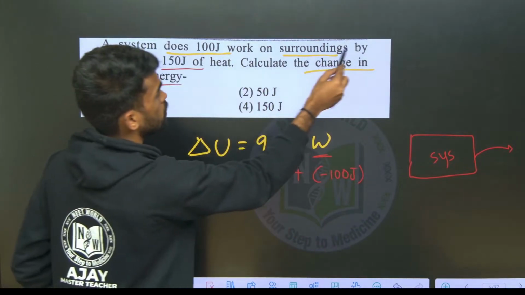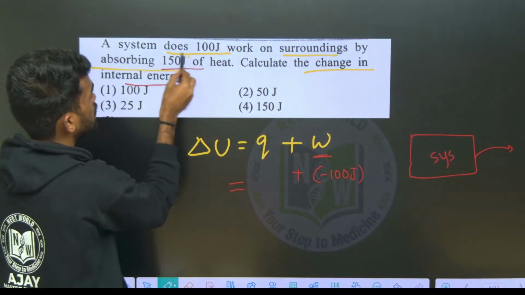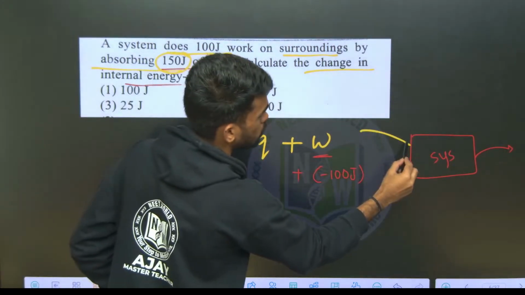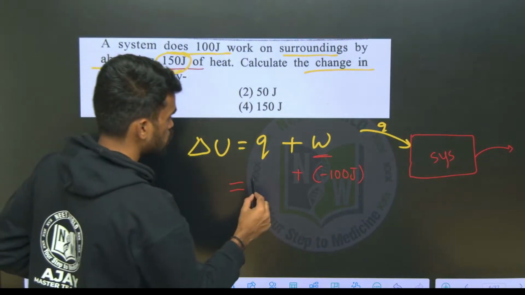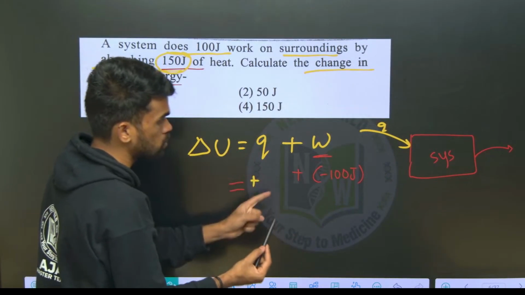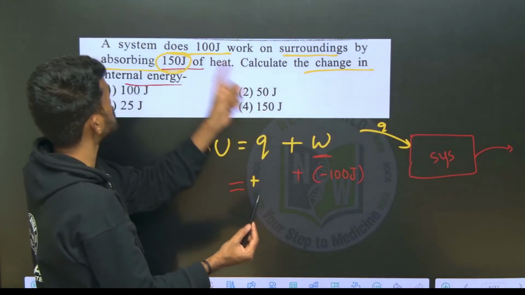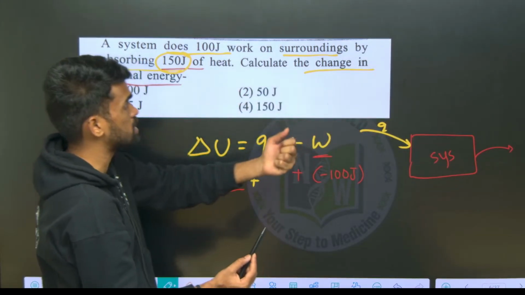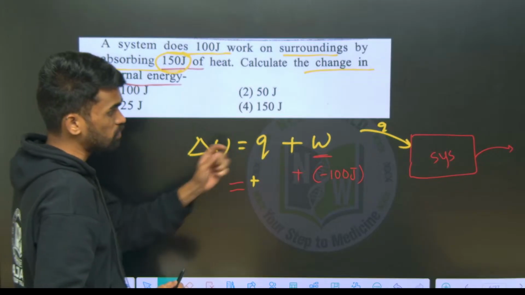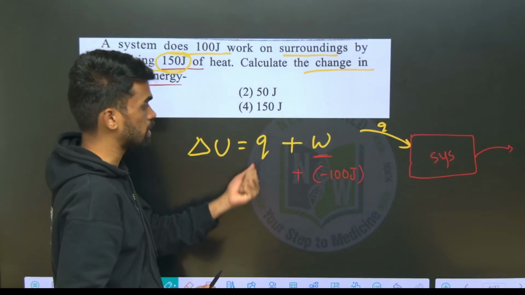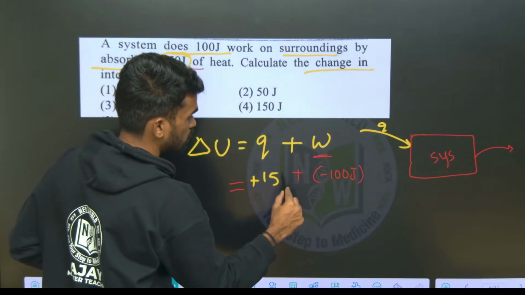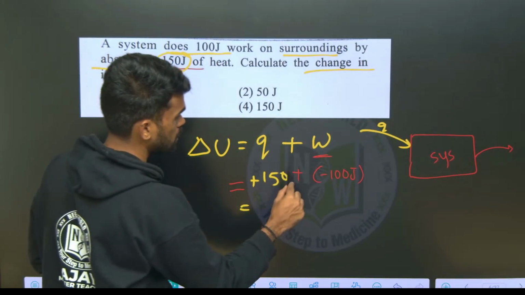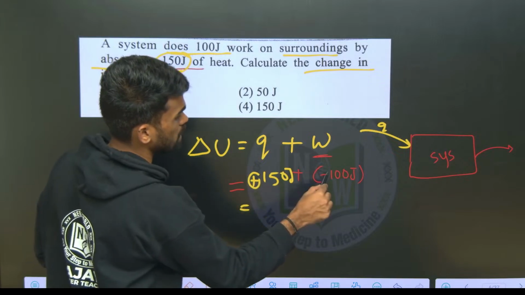And from the surroundings, heat is absorbed by the system, so Q should be positive. Absorbed means positive; released, or doing some work by the system, means negative. So if heat is released, that should be negative, and heat absorbed is positive. How much is it? 150, right. It is very simple, but taking these signs properly is very important here.